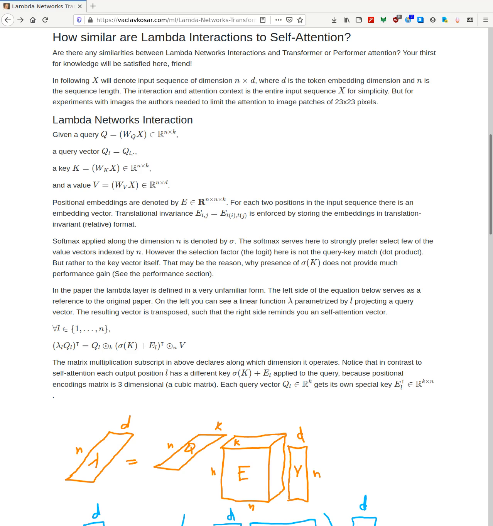So in the Lambda Networks paper, they are forced to actually reduce the attention context to just 23 times 23 pixels, which is a very small image patch, right? You would like to have global attention ideally, but you can't compute this because the Lambda layer is squared in complexity in the input token count. Big issue. And that's why ReLU-Performer could outperform, because it is linear in the input token count.